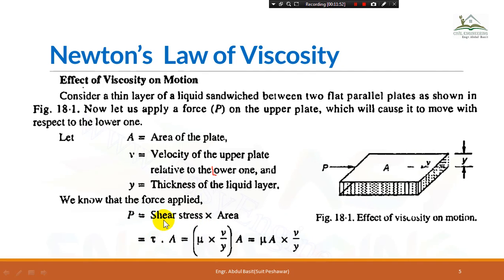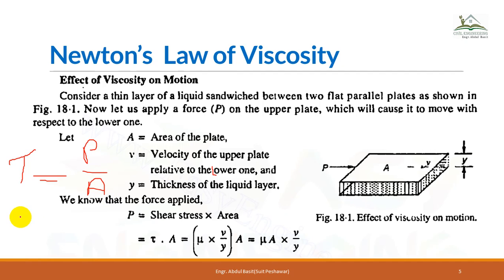If you want to find out the shear force, this is shear stress. Shear force is actually tau into area. In other words, for example, let me write it for you, tau will be equal to force, that is P, divided by area.